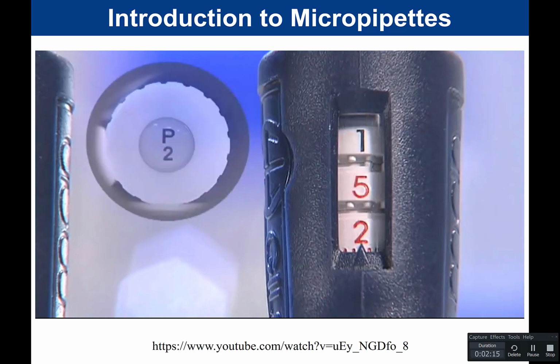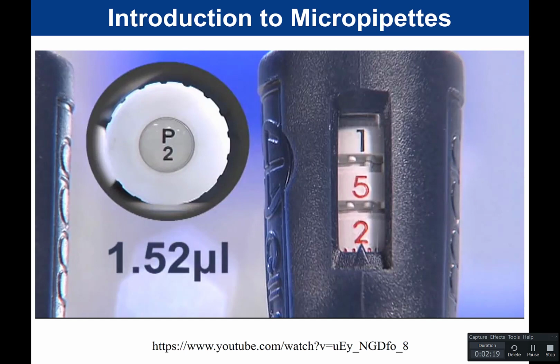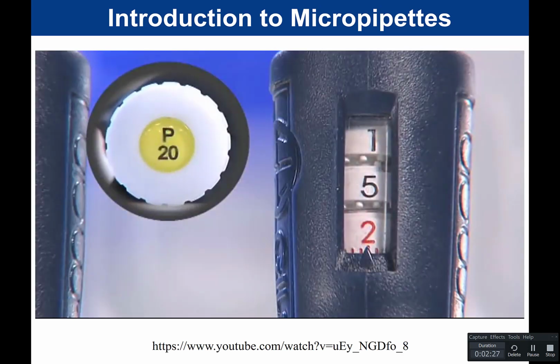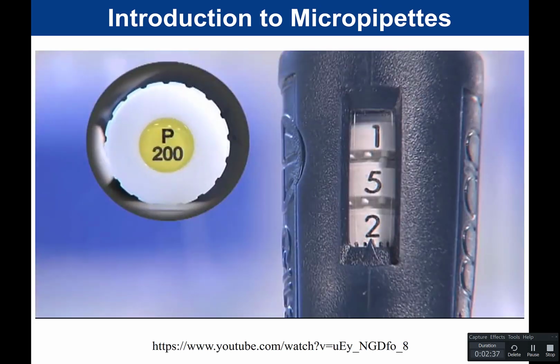For the P2, this means that the pipette is set to a volume of 1.52 microliters. The bottom 2 dials are in red, indicating 5/10 and 2/100 of a microliter. For the P20, this means that the pipette is set to a volume of 15.2 microliters. The red bottom dial shows 2/10 of a microliter. With the P200, the same visual setting means that the pipette is set to a volume of 152 microliters.